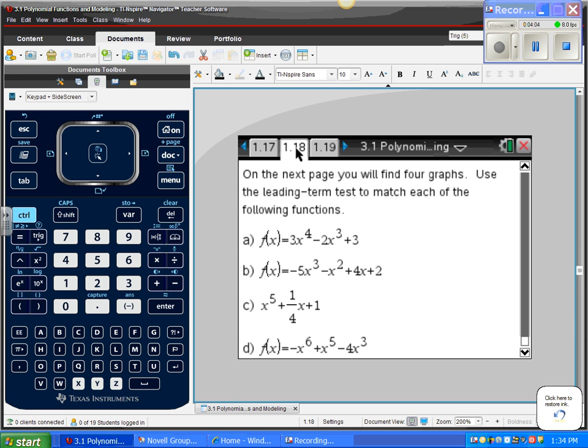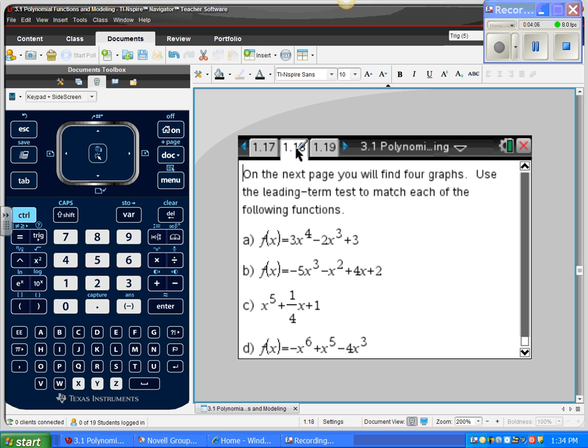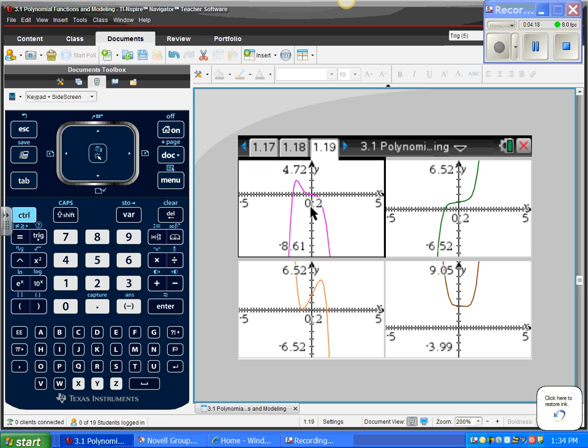So let's go back and look. Odd power, positive leading coefficient. So that's this one right here. Okay, odd power, positive leading coefficient. Okay, next one.